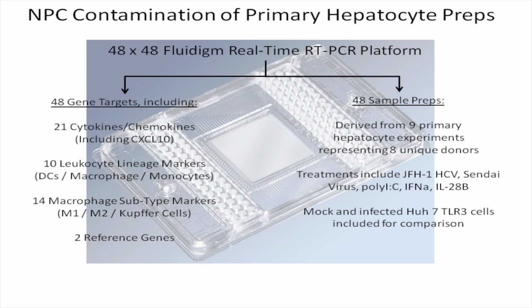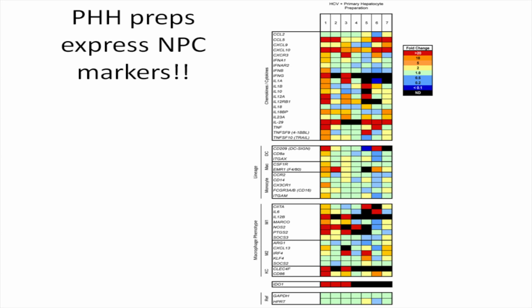We looked at 9 primary hepatocyte experiments from 8 unique donors, and we had various treatments with JFH1 infection, Sendai virus, poly-IC, interferon treatment, IL-28B treatment, and we also included mock and infected the double positive Huh7 cells. But because of time's sake, I'm just going to show you the data from the HCV infection, because I think it's most relevant to the story that I'm trying to tell you today.